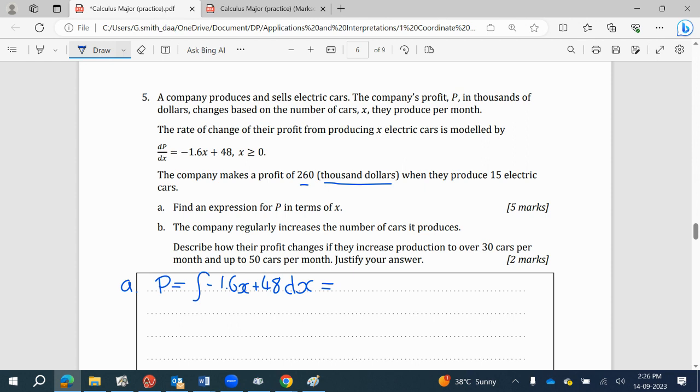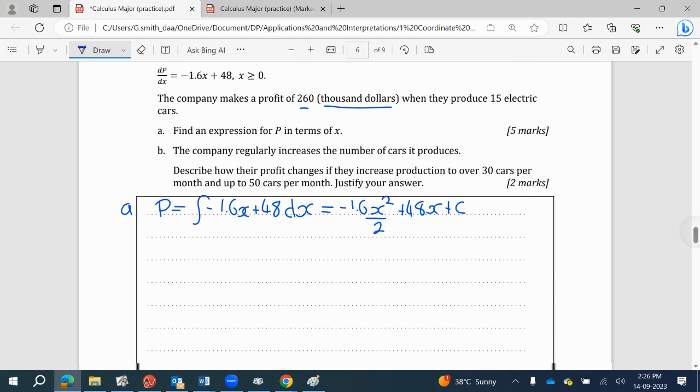So we have minus 1.6x squared over 2 plus 4.8x plus c. I would simplify your fractions. You can do 1.6x over 2 on the calculator if you want, or you can just say this is minus 0.8x squared plus 4.8x plus c.